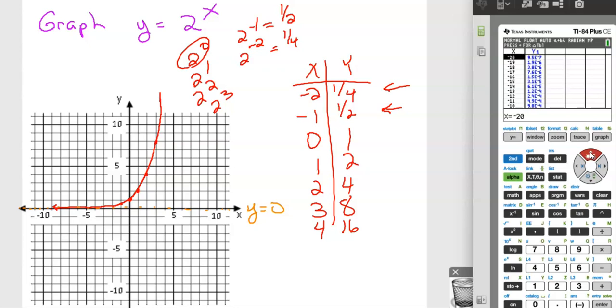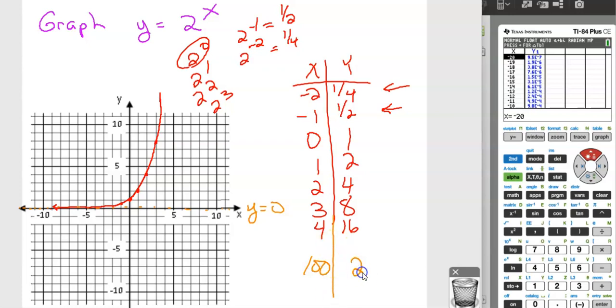So whatever number you plug in, like -100, so 2 to the -100, your calculator may say, hey, that's 0, but it's not. It's actually going to be above 0. It's going to be a positive value, because that's just 1/2 to the 100, and that's a really, really tiny number.